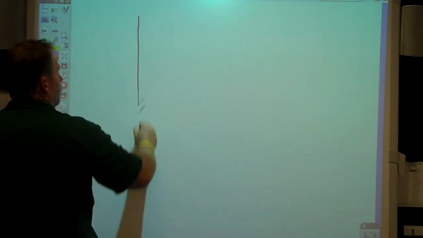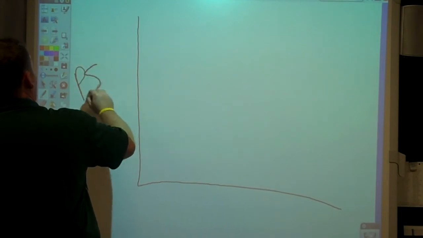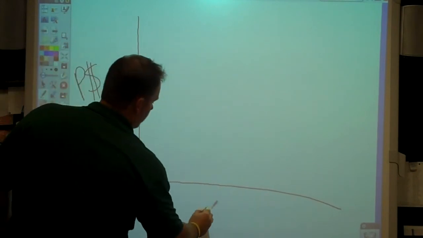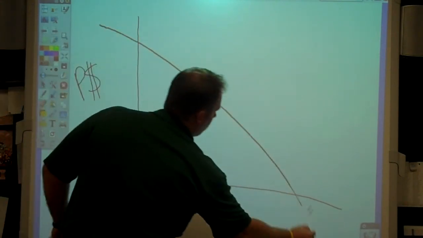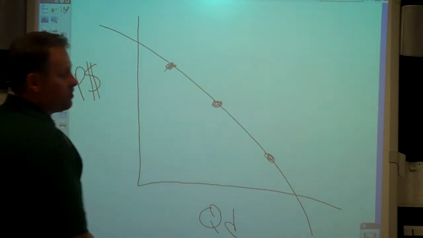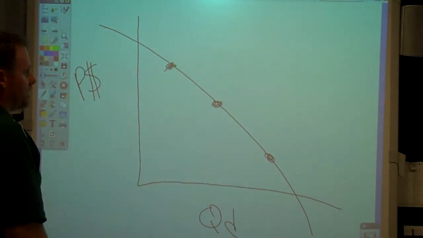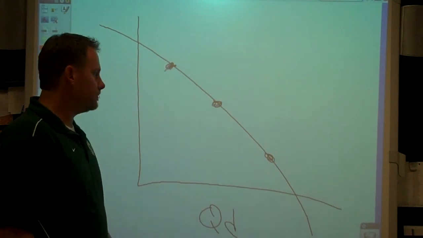Now we're going to make pretty much the same graph. Over here we have our price again. Down here we have our quantity demanded. Our normal line. It has our 3 points on it. Okay? Now we're talking about how do we change our demand if it's not about price.